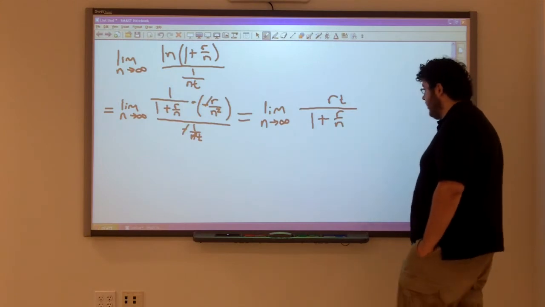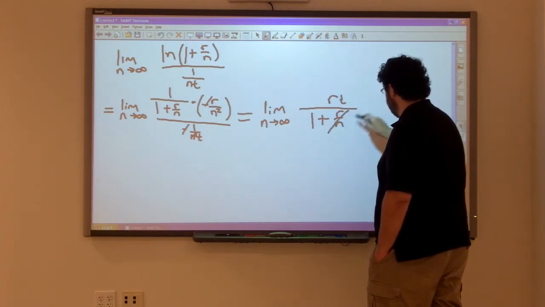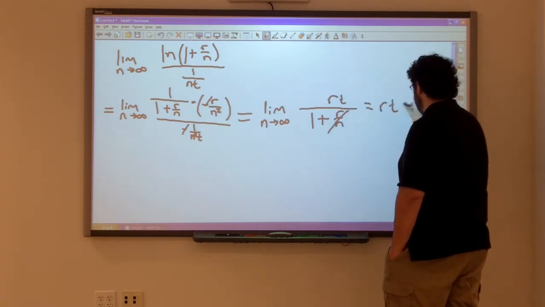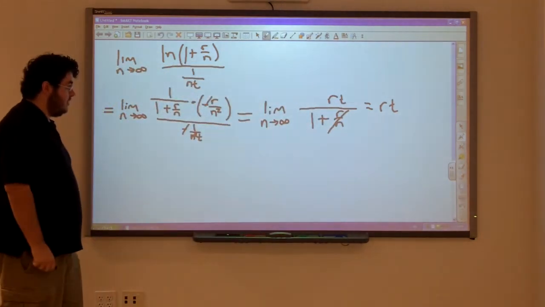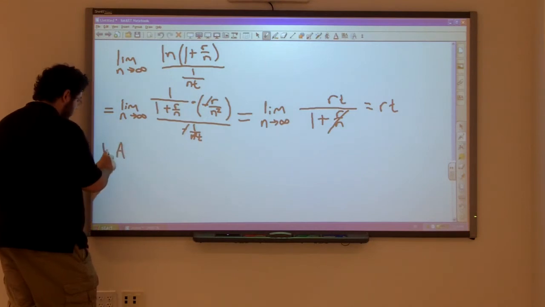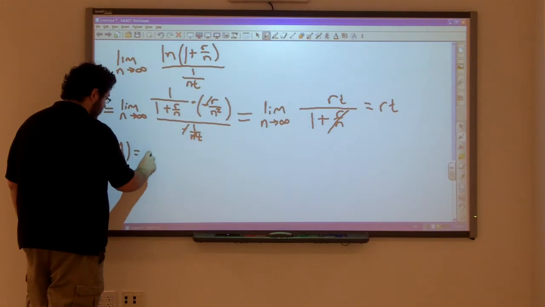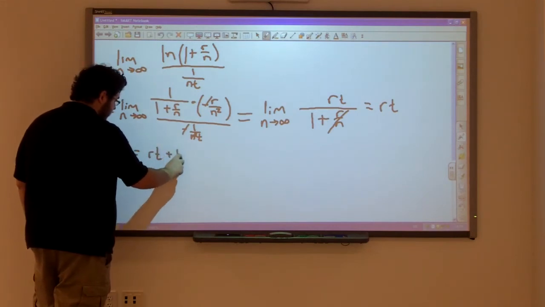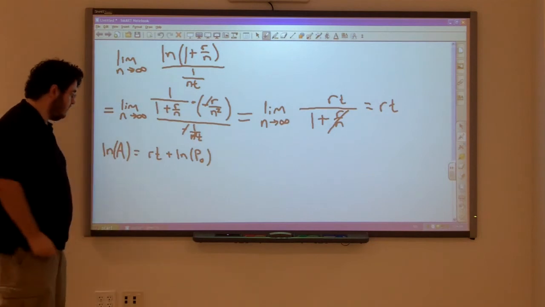Okay. Now we can just apply our limit because we have an n here and an n here, so this is just going to go to 0. So we're left with RT. Now we can say that our original limit, we have natural log of A equals this limit plus the natural log of our initial principal.